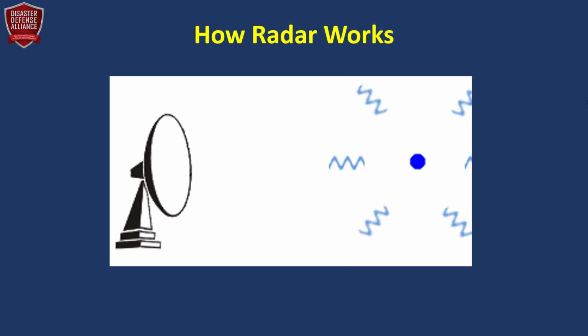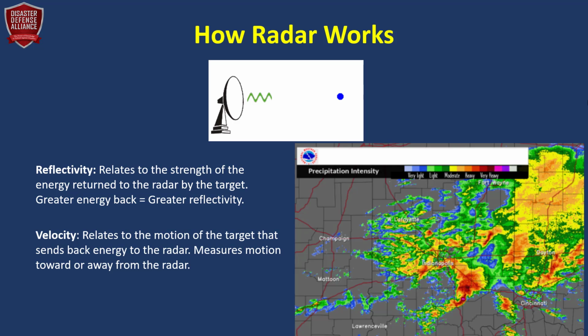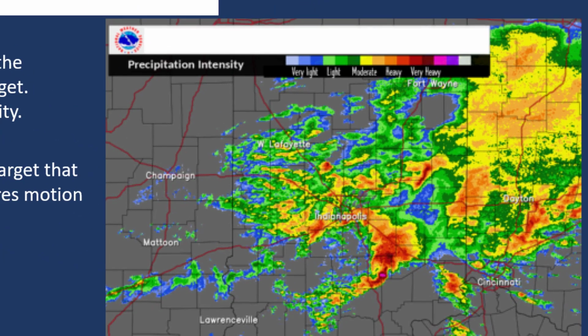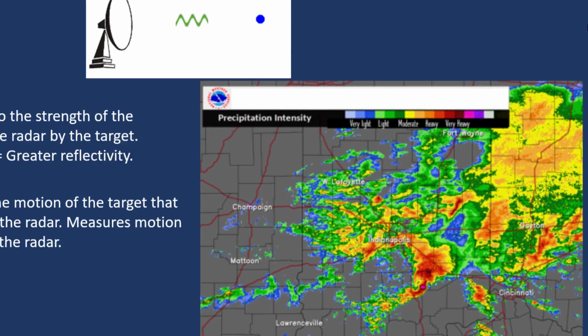The two key types of products are reflectivity and velocity. Reflectivity relates to the strength of the energy returned to the radar by the target. Greater energy back relates to greater reflectivity, and that greater energy tends to come from larger or more numerous targets. On this image, larger or more numerous targets are reflected by the warm colors, while fewer or smaller targets are shown by the cool colors. So this image shows light rain in green, moderate rain in yellow, heavy rain in orange and red, with very heavy rain or hail in dark red, magenta, or purple colors.